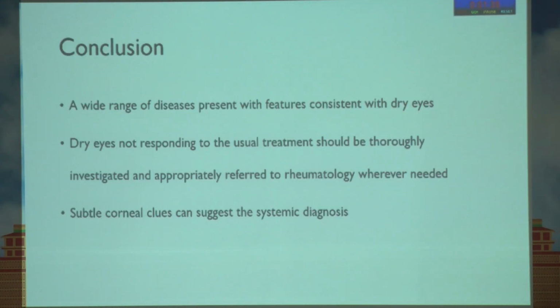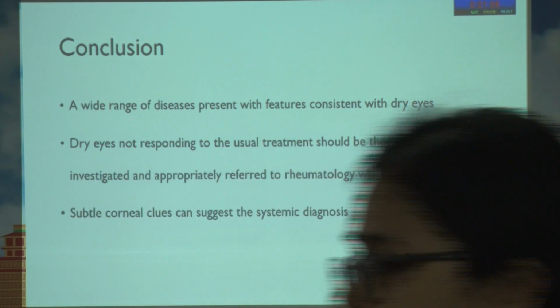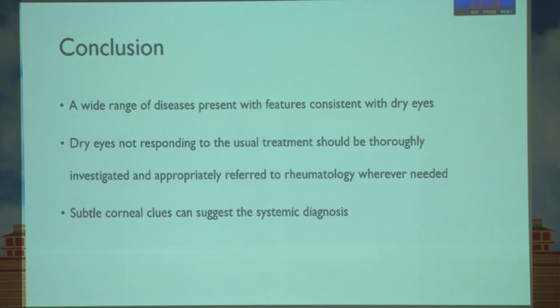So to conclude, there is a wide range of diseases that present with features consistent with dry eye. Dry eye diseases not responding to the usual treatment should be thoroughly investigated and appropriately referred to rheumatology wherever needed. Subtle corneal clues can suggest the systemic diagnosis. We know that there are various systemic diseases that add to the morbidity, but there are certain diseases that add to the mortality as well, like Wegener's granulomatosis. So if you identify the corneal clues in time, you can save somebody's life. With this, I would like to conclude. Thank you.